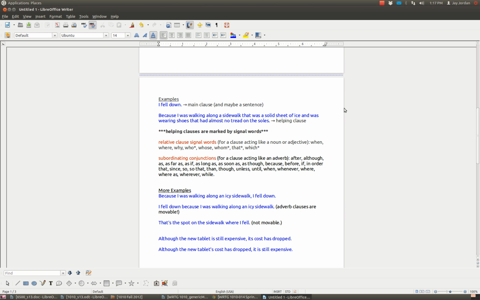But if you just read that by itself, you feel like you're left hanging at the end of that clause. It's not a complete sentence. It's not really a complete thought. It's asking for something else.